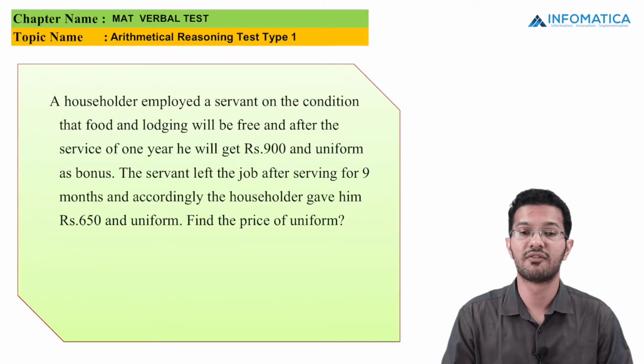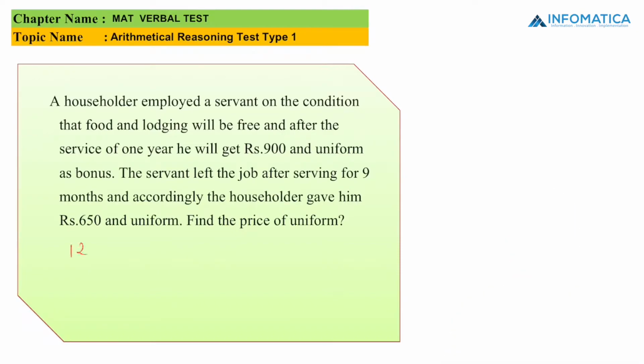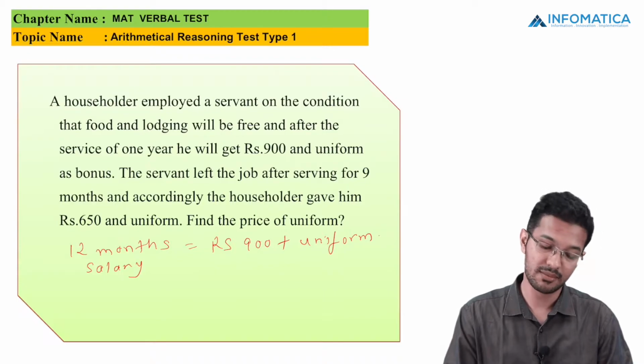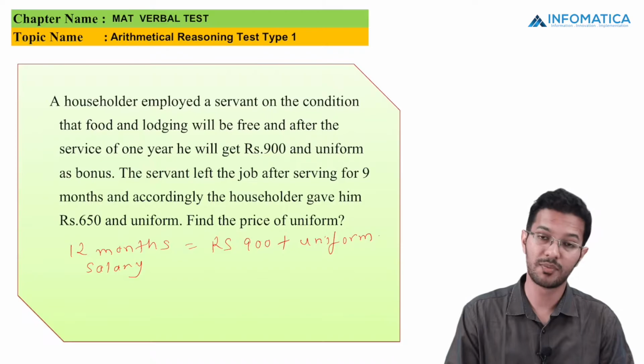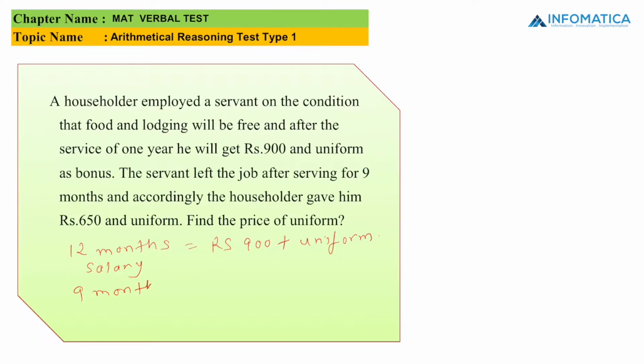So we can say that the 12 months salary is equal to rupees 900 plus the uniform. The second condition says that the servant left the job after serving for 9 months, and accordingly the householder gave him rupees 650 and a uniform. So for serving 9 months, the salary which he got was rupees 650 plus the uniform.